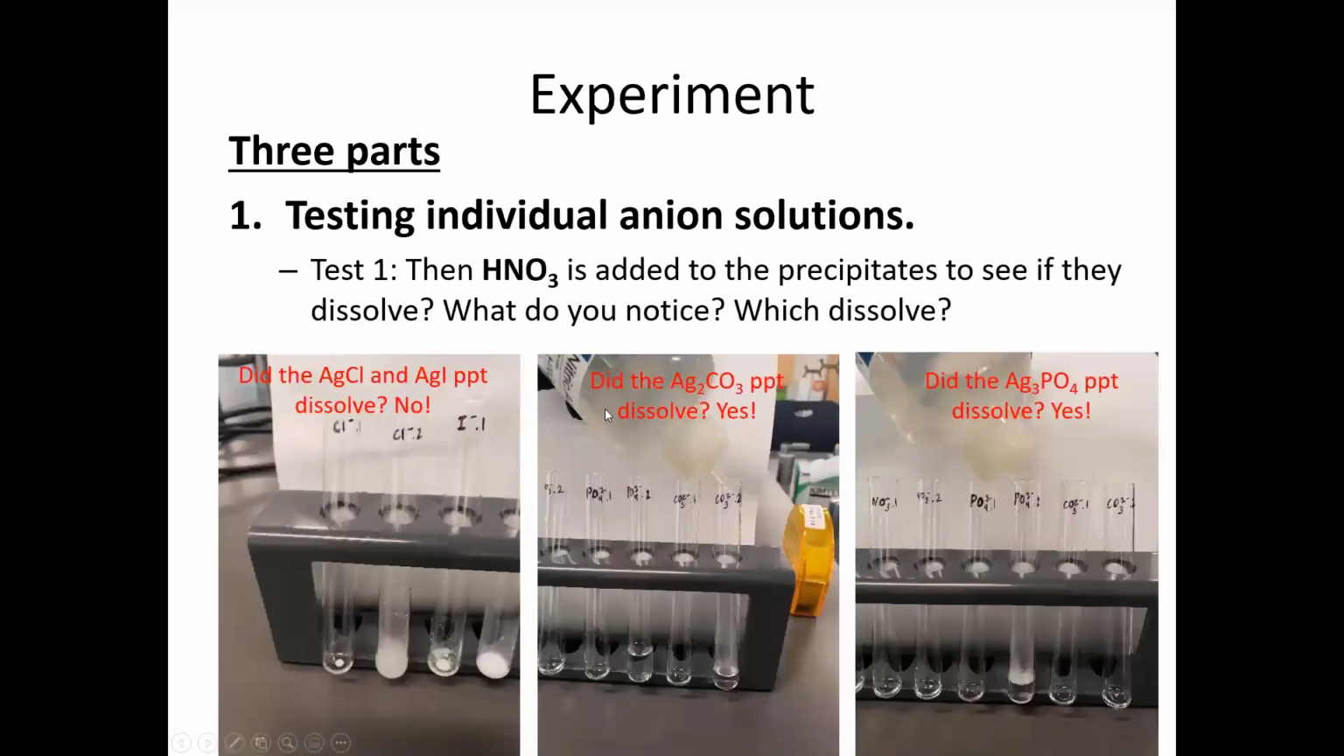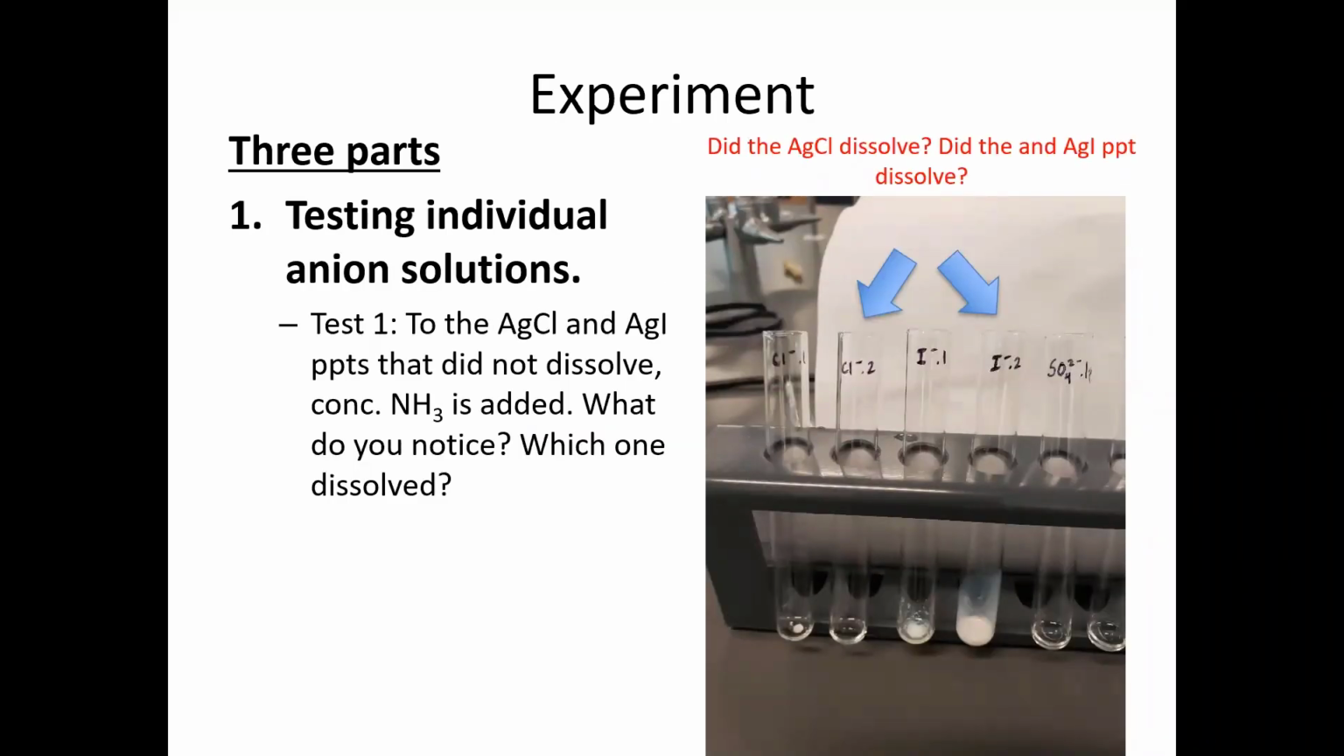Now, the next step is to add nitric acid to those precipitates. After we add the nitric acid, you can see in the chloride and iodide test tubes, the precipitate is still there. What about the carbonate and the phosphate? After adding nitric acid, the precipitate in there disappeared. Next, we'll add the ammonia to the test tube that was not treated with nitric acid.